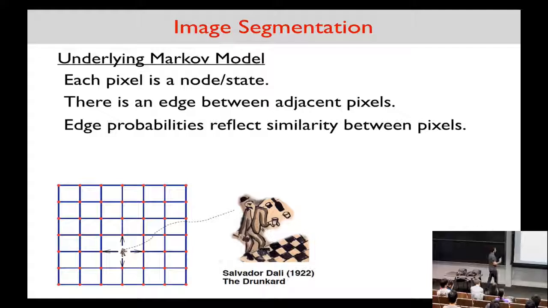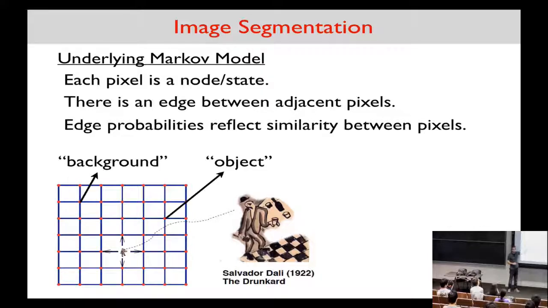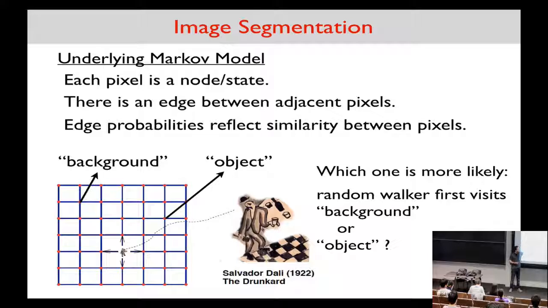Then imagine it's going to be like a drunken walk. So imagine this is your picture. These red dots are the pixels. The user gives you some labels. So he says, this is background, this is object. And let's say you want to determine the label of this pixel right there. What you do is you start a random walk from this pixel, and you see which one is more likely. Is it more likely to reach the object pixel first or the background pixel first? Whichever is more likely, you pick that label for that pixel. I hope that makes sense.